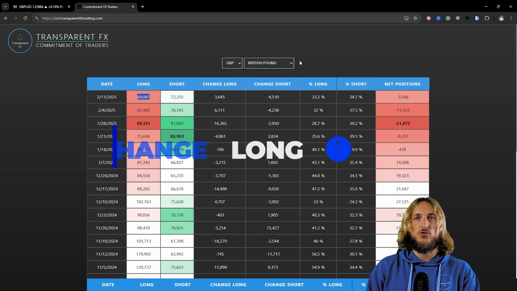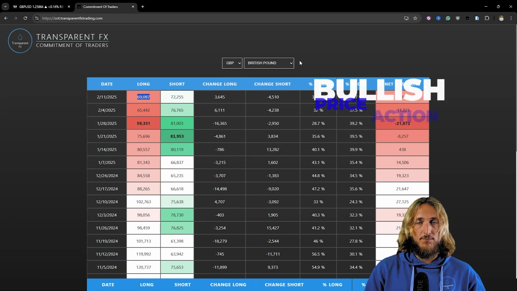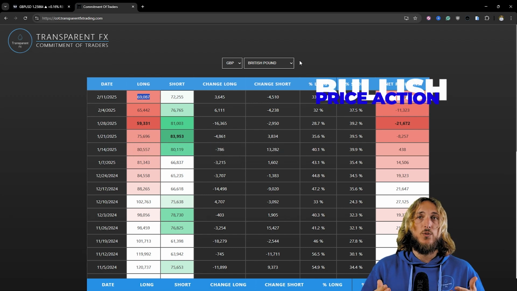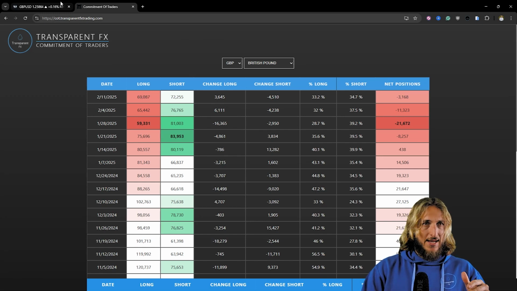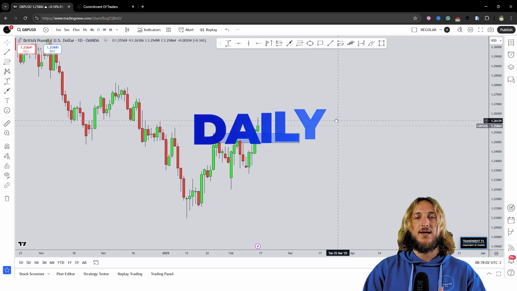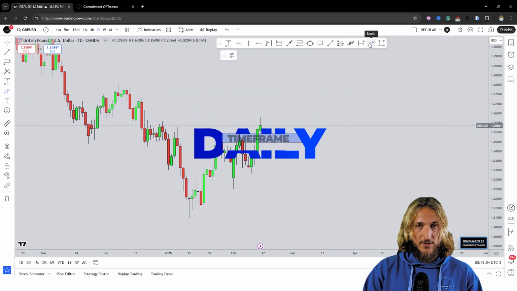So clearly institutions are moving back to the bullish side for GBPUSD. So it would seem like they're expecting a rejection away from that monthly historical support as well. Now, if we move back here on the daily time frame, what we can notice.